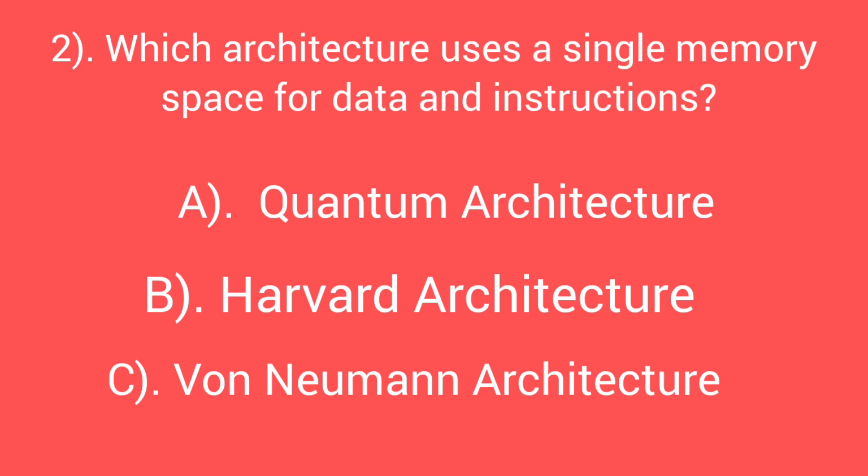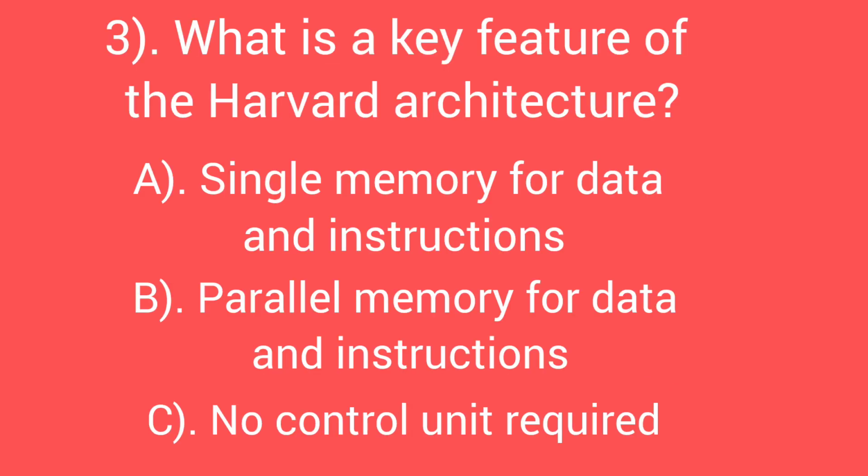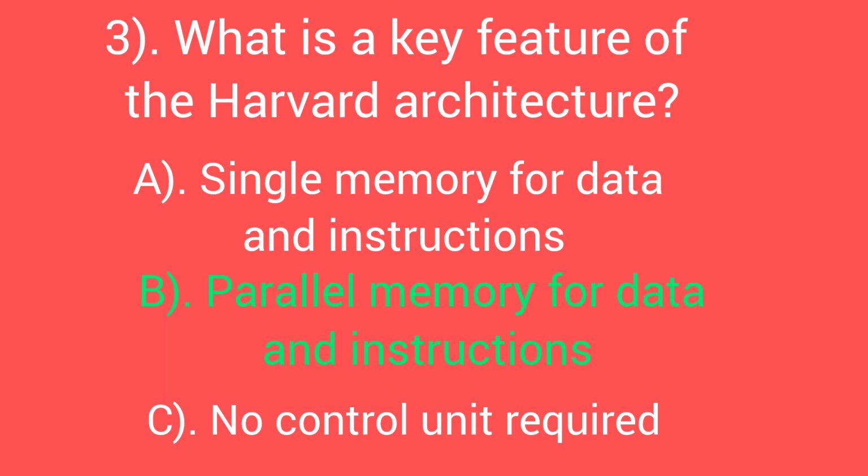2. Which architecture uses a single memory space for data and instructions? Von Neumann architecture. What is a key feature of the Harvard architecture? B. Parallel memory for data and instructions.